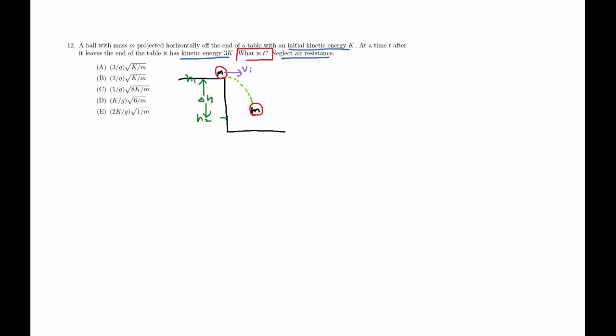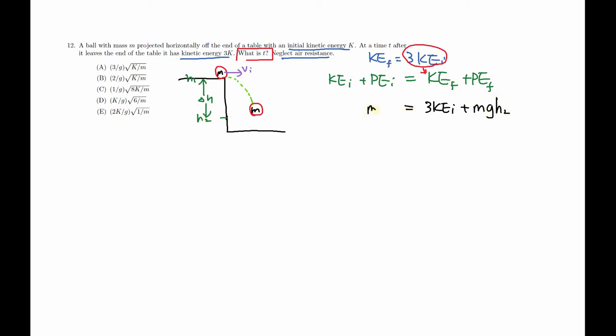And let's use our energy conservation equation. Initially we have kinetic and final potential energy, but the problem said the final kinetic energy is 3 times the initial kinetic energy. That means we can simply plug this into our equation. So you have 3ki plus, for our potential energy, mg h2 equals mg h1 plus initial kinetic energy.